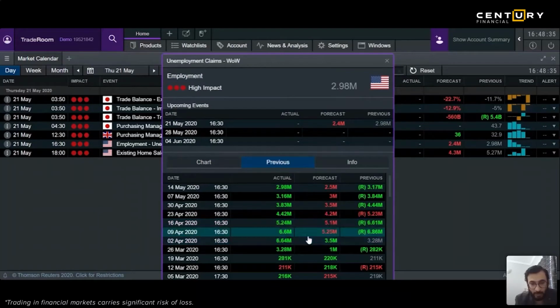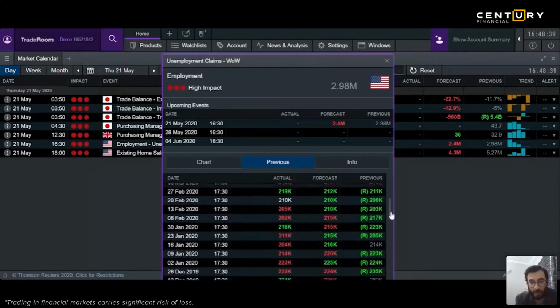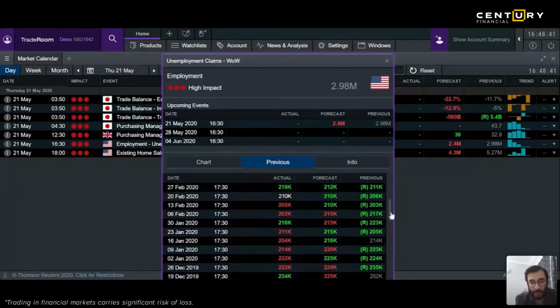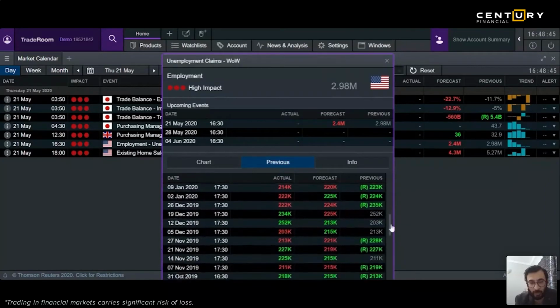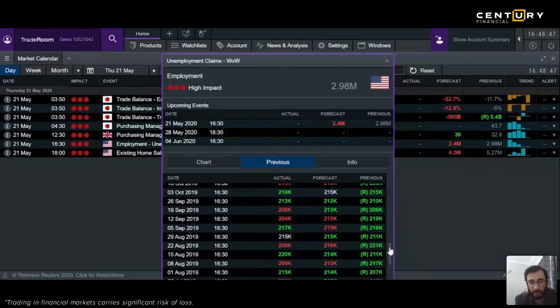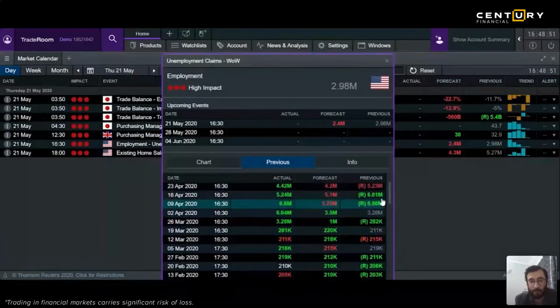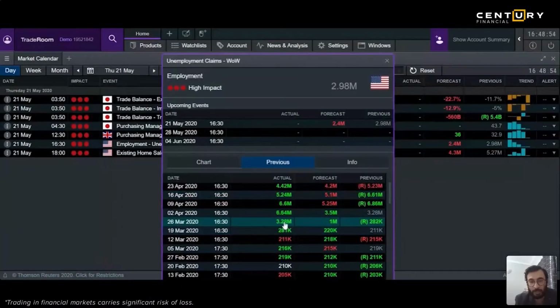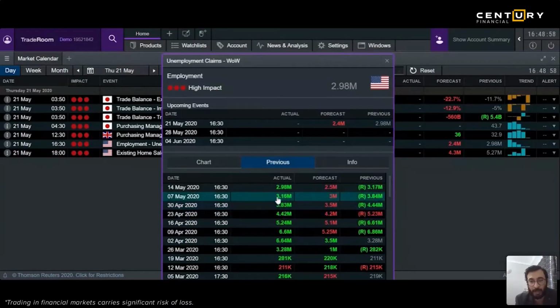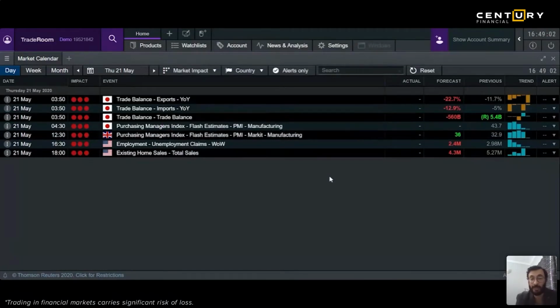So this is April, March, April, March, before the pandemic. 205,000, 200,000, 205,000, 200,000. December, November 2019, 200,000 each. After the pandemic hit, 3 million, 6 million, 5 million, 4 million, and now again 3 million, 2 million. So unemployment claims are also increasing. This is again not good for the economy.